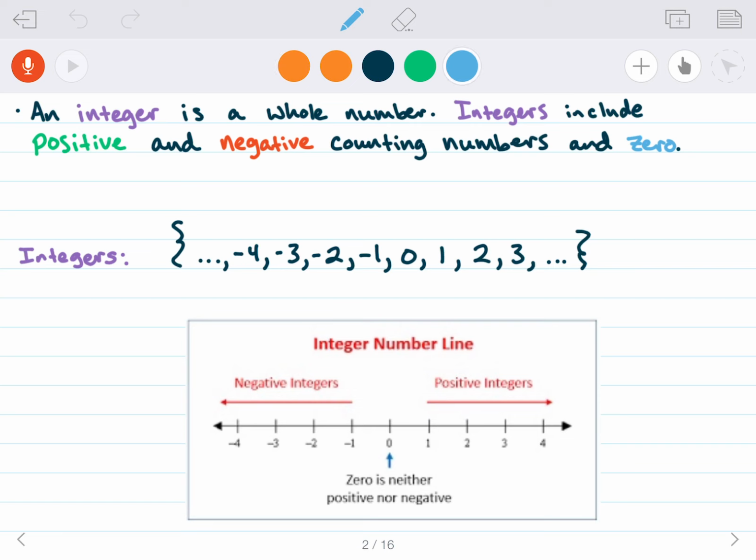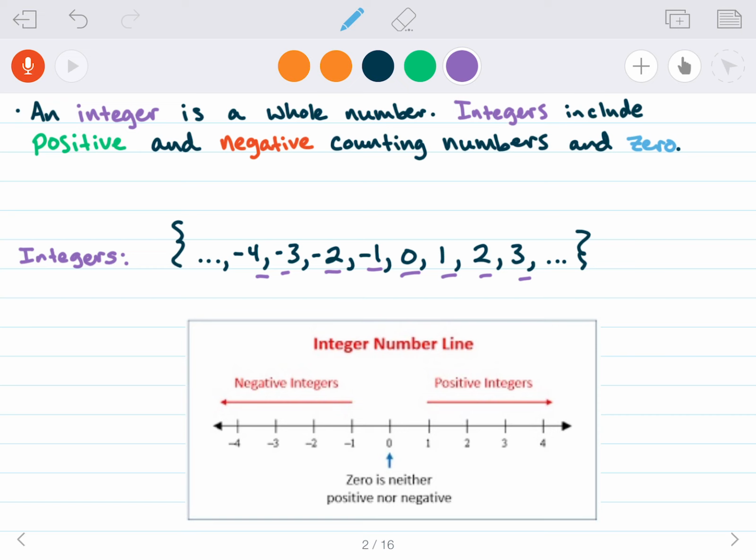So for example, we have a set right here indicated by these curly braces, and the dot dot dot means it goes on forever. So we have 0, 1, 2, 3, but on the other side of 0 we have -1, -2, -3, -4. So this is going to be the set of integers. We don't include fractions in this set.